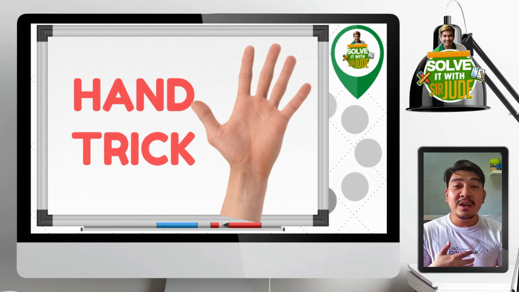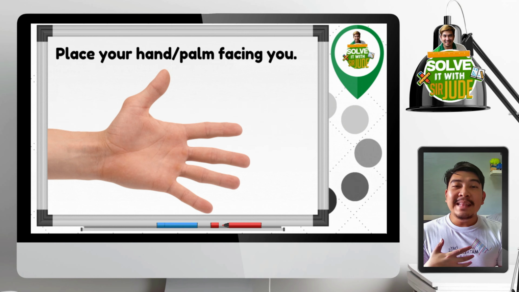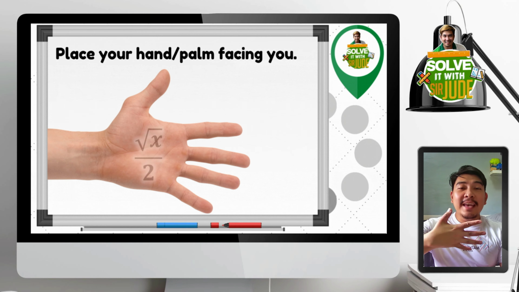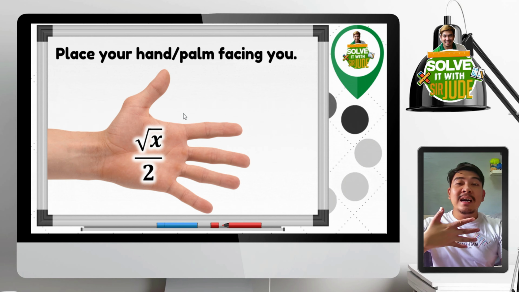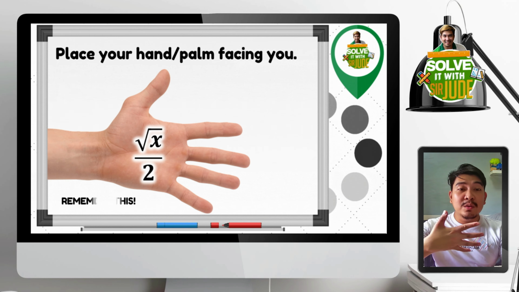Okay, so this hand trick works. We need to place your palm or hand facing you. So this one. And then, we will be remembering this expression, square root of x over 2.